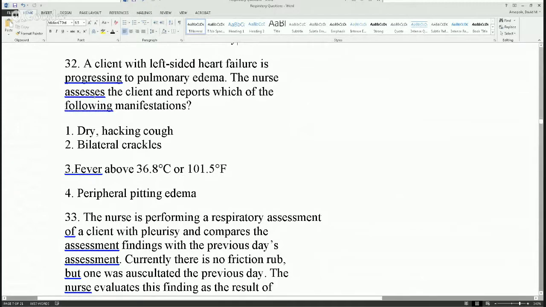So we are doing our questions. We are all respiratory all day. We're going to go for at least 100.